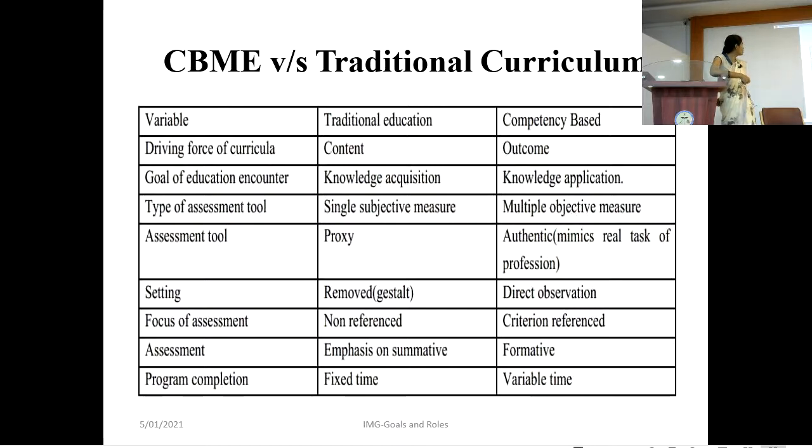And second is the goal of education. In traditional education, it is knowledge acquisition, just gaining. Theoretically, you will be knowing everything. Here, not only that, they concentrate, emphasize and reinforce knowledge application. The new curriculum is based on knowledge application. The third variable is the type of assessment tool. In traditional education, it is a single subjective measure, whereas in the present curriculum, it is a multiple objective measure.